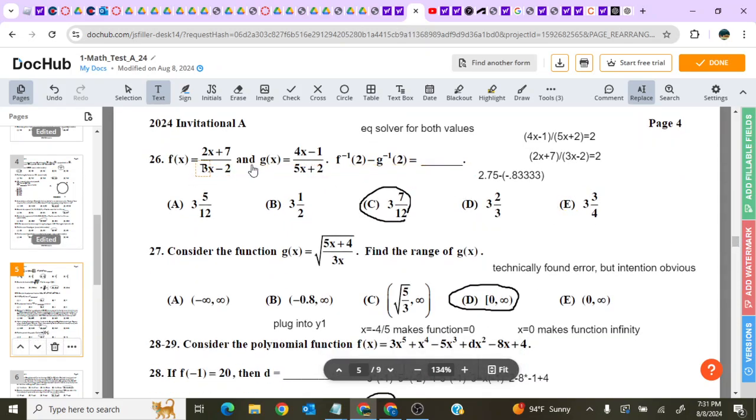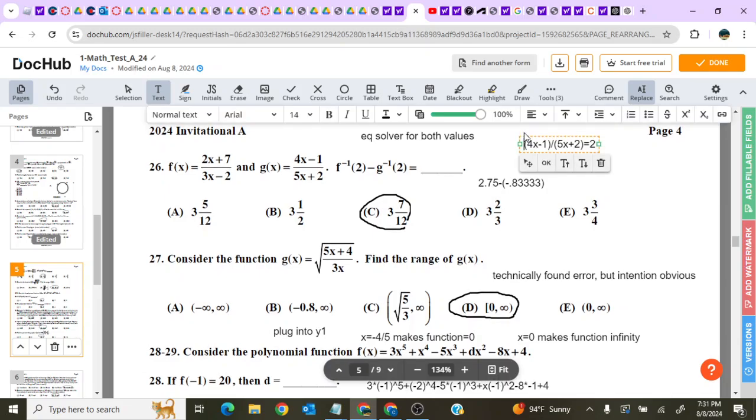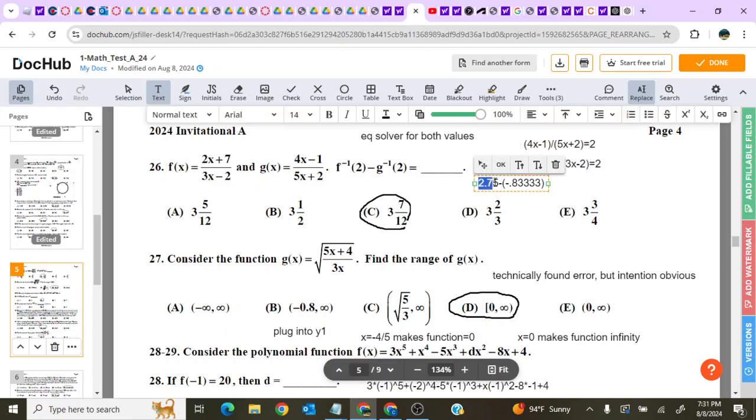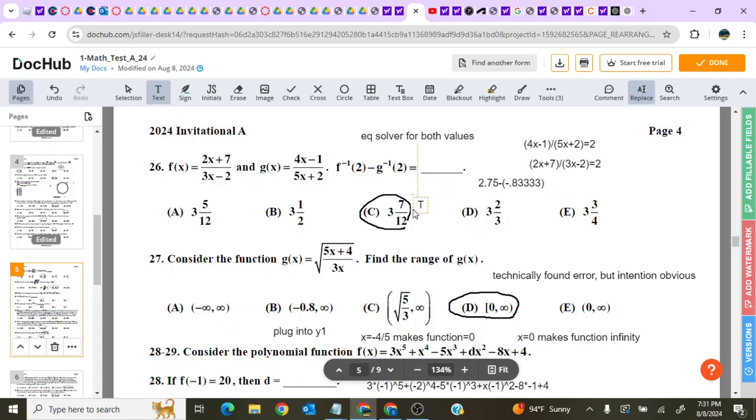26, f of x is that, g of x is that. What is f inverse of 2 minus g inverse of 2? Well, you could find out the equation given f and g of x and then solve for x, or you can just do it the easy way and plug these equations into EQ solver and figure out what points they're equal to 2. So that's pretty much what inverse means. It's what x value gets you y. So then you'll get the points 2.75, and then you'll be subtracting -0.833. And that's in fraction form, that's 3 and 7/12.